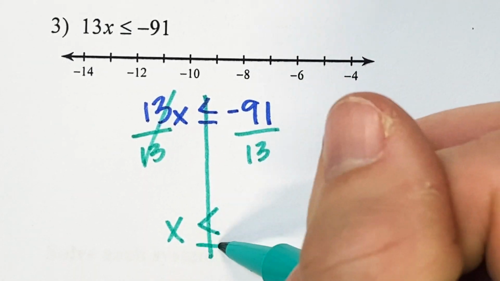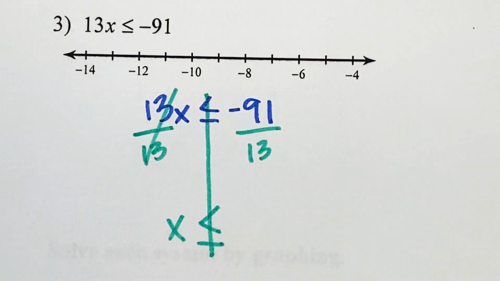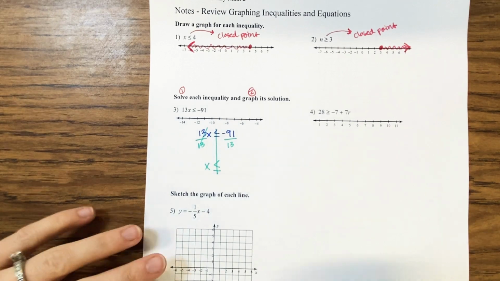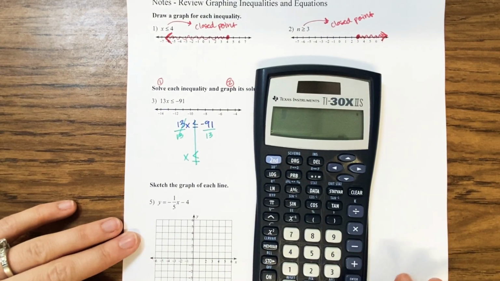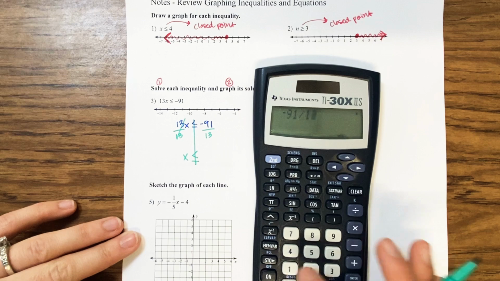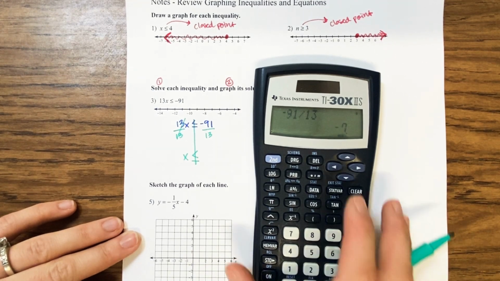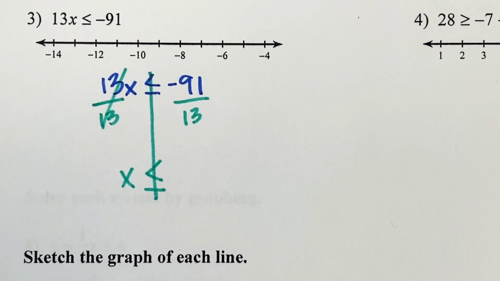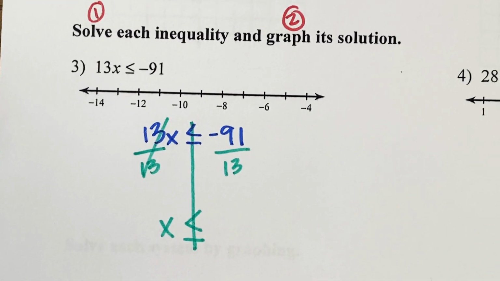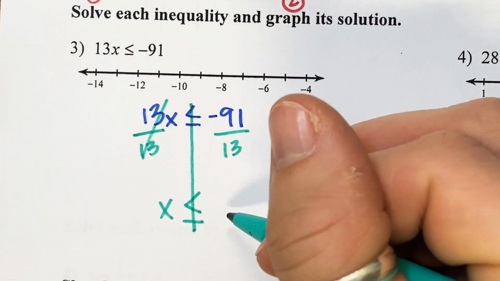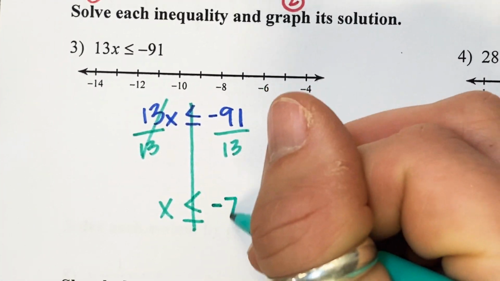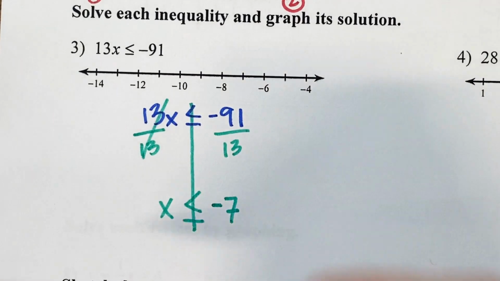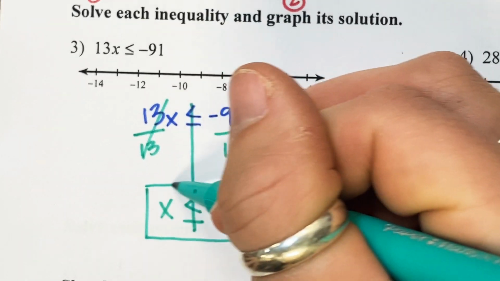We still have our less than or equal to sign. Okay, negative 91 divided by 13. In fact, I'll show you guys that you can always use a calculator. Negative 91 divided by 13 is going to give me negative 7. Okay, so we know that for number 3, sorry, a little shaky, for number 3, x is less than or equal to negative 7.